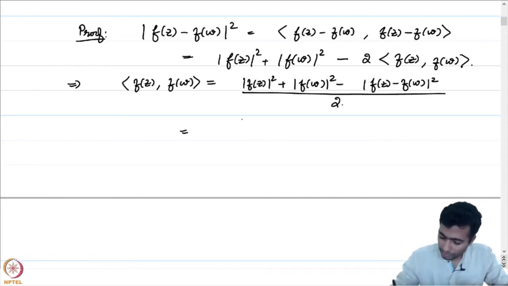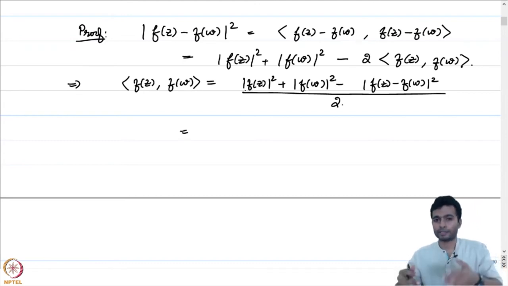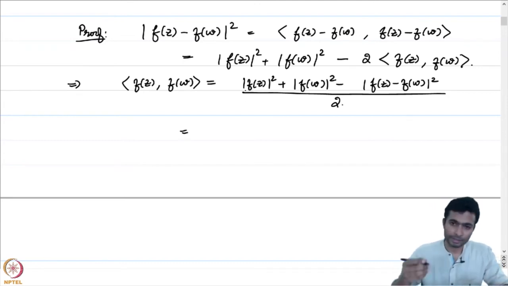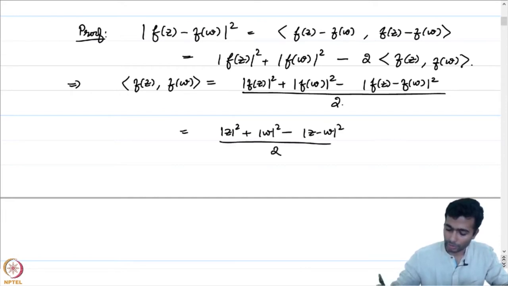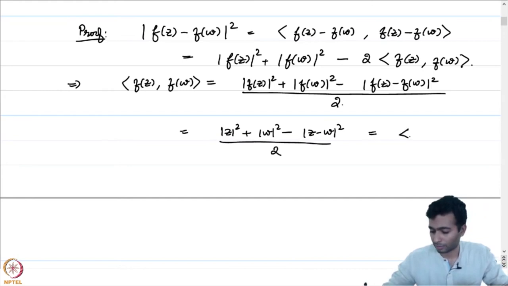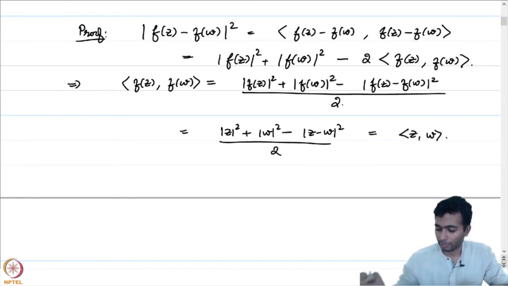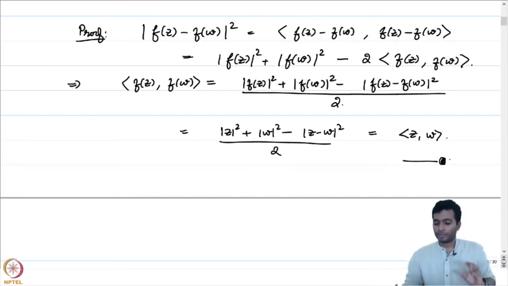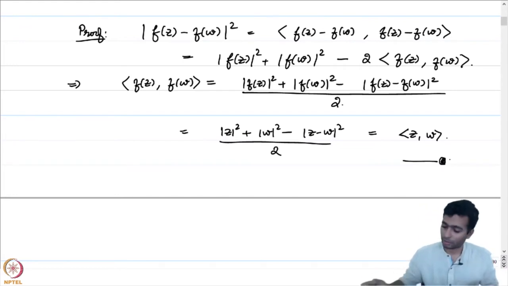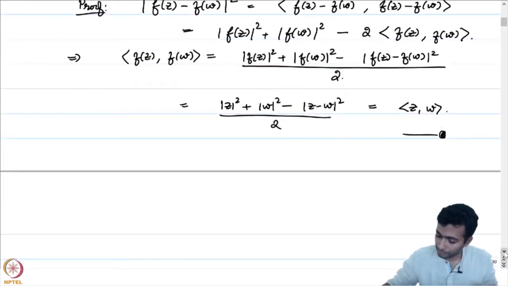The fact that it fixes the origin tells us that f of z minus f of 0, which is 0, is the same as the absolute value of z and 0. So this is the absolute value of z square plus the absolute value of w square, and this is going to be the absolute value of z minus w the whole square by 2. And by using a similar identity, this is just going to be the inner product of z and w. So in fact, I have given a complete proof of this. So f preserves the inner product, that is what we have proved.